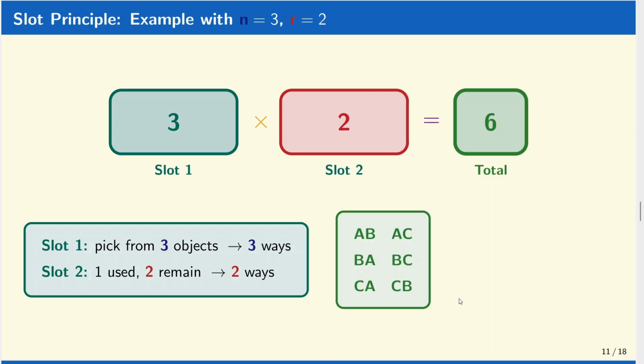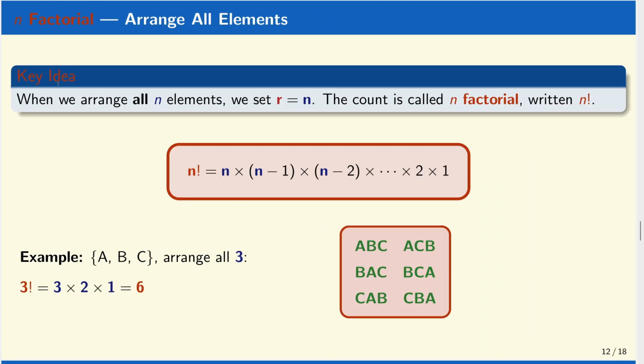Now, let us take a closer look at a special case we mentioned earlier, n factorial. This happens when we want to arrange all of the elements in our set. The key idea is clearly stated at the top of the screen. When we arrange all n elements, we are setting our chosen number r to be exactly equal to our total number n. This specific count is called n factorial, and it is written as the letter n followed by an exclamation point. The formula is shown in the red box right below.